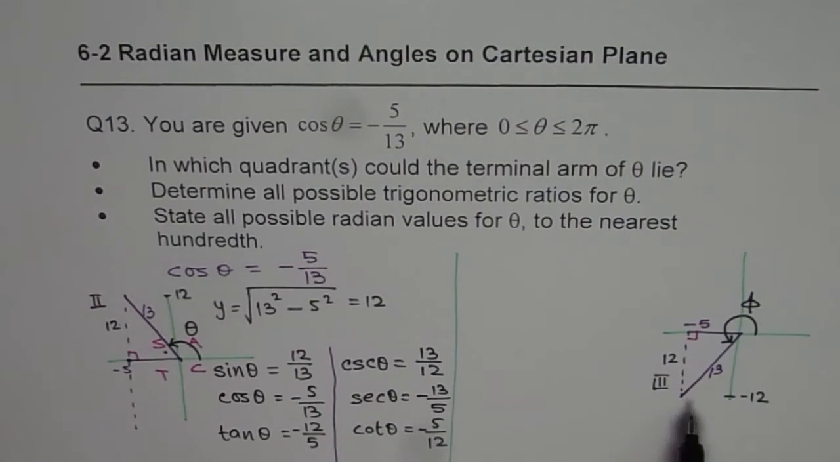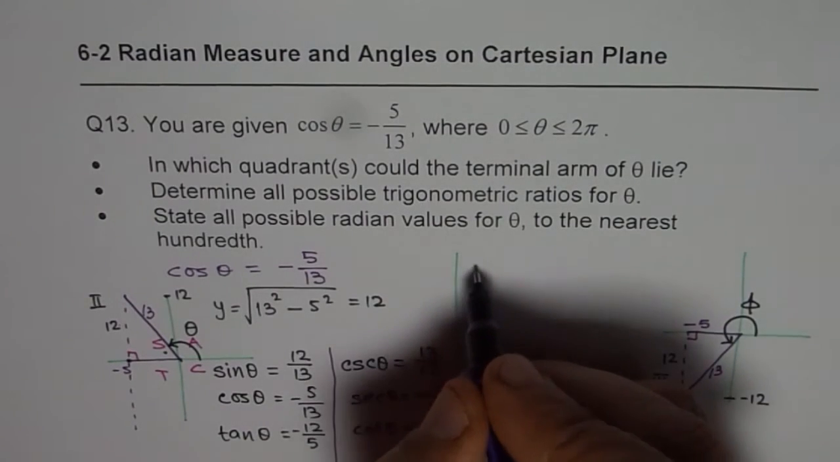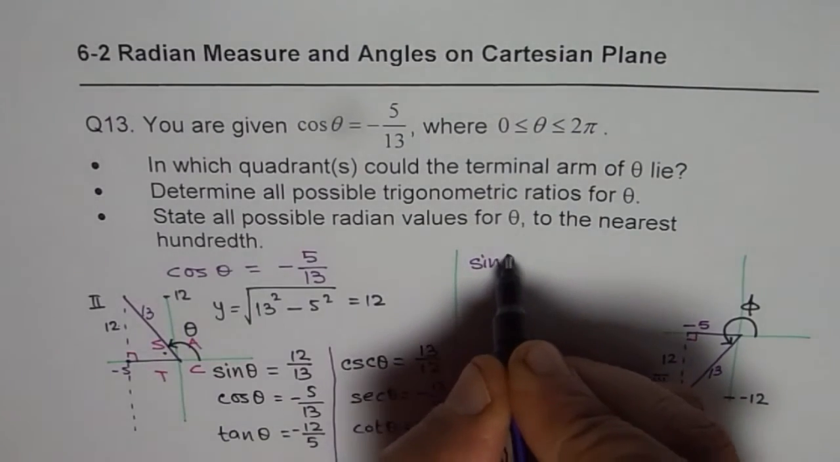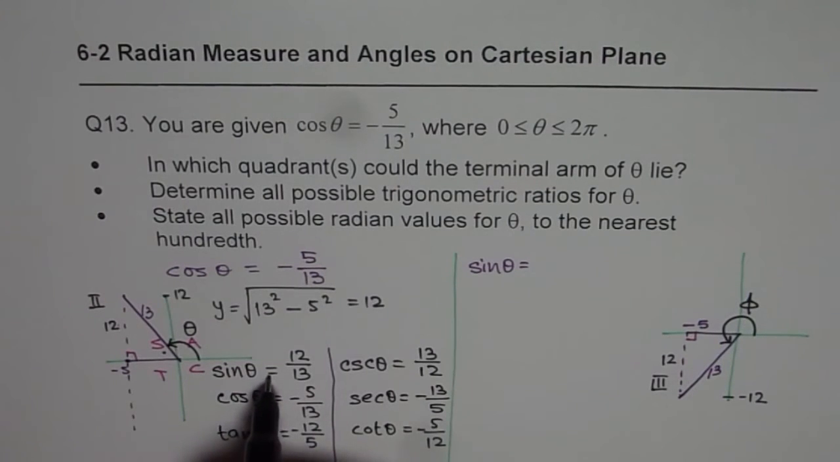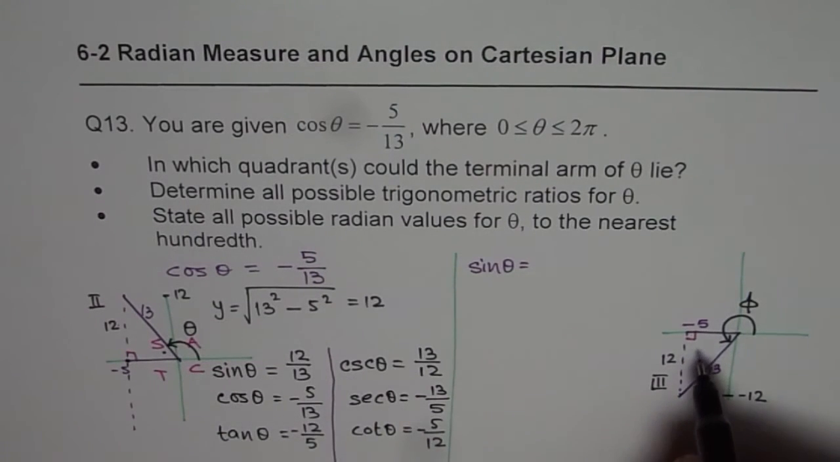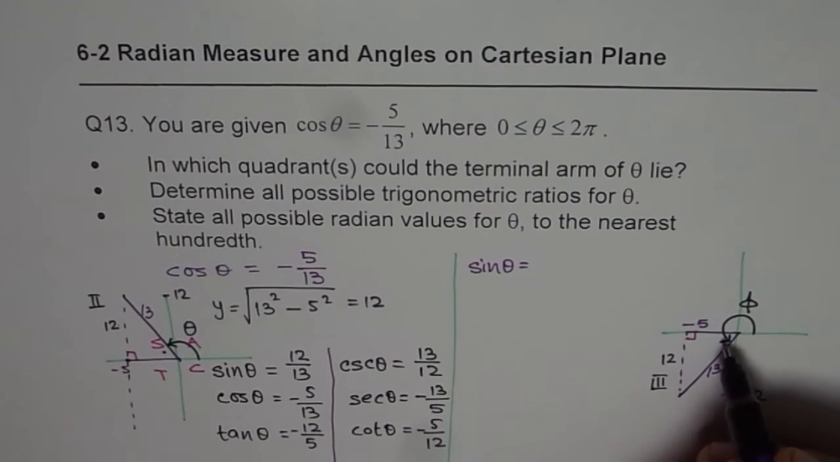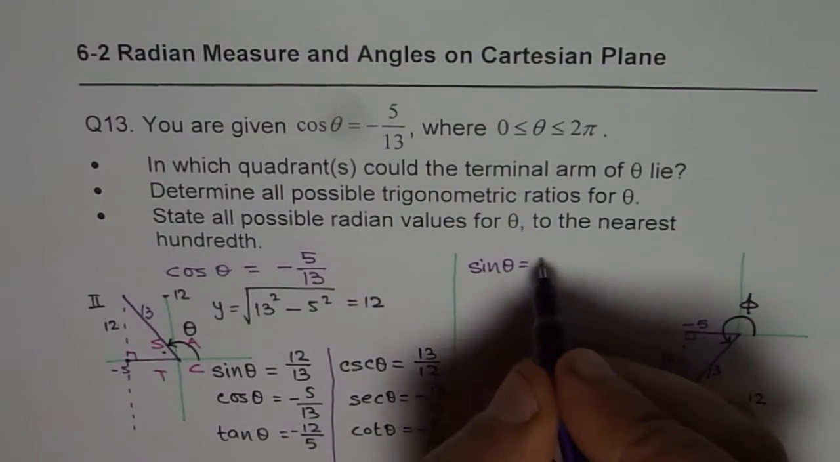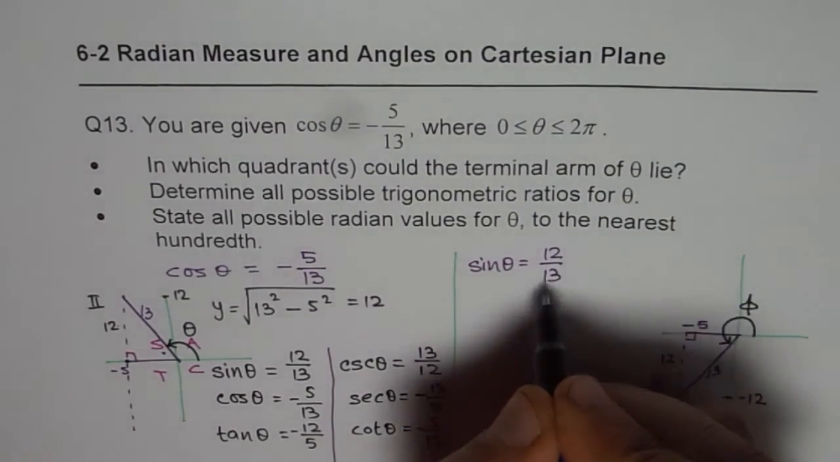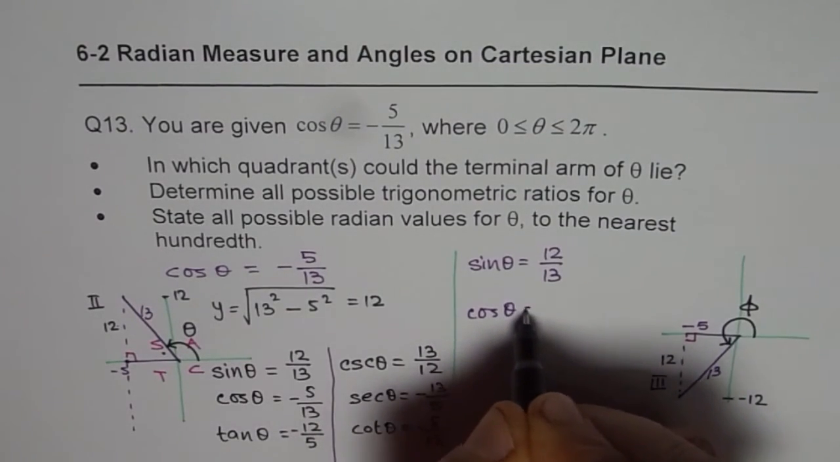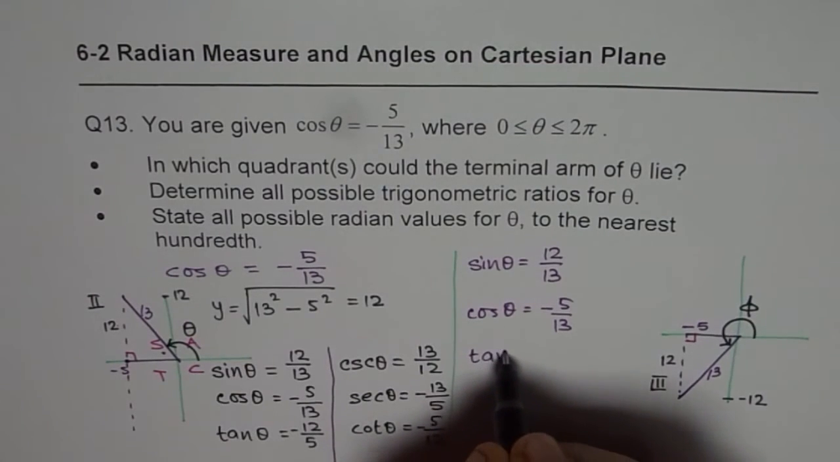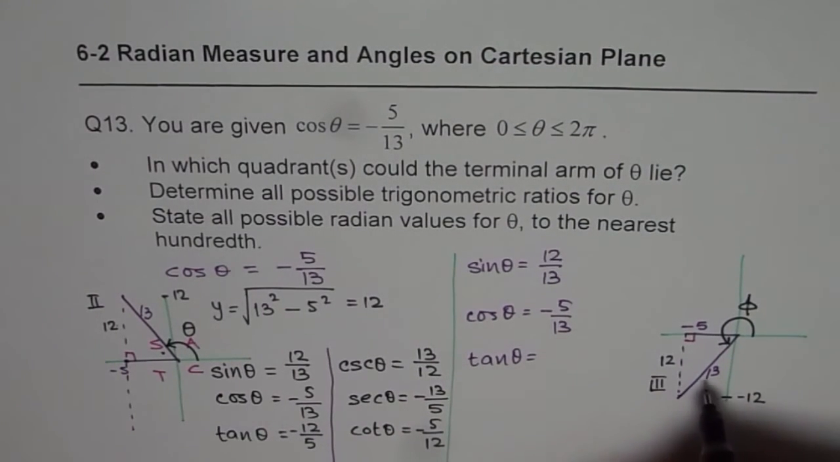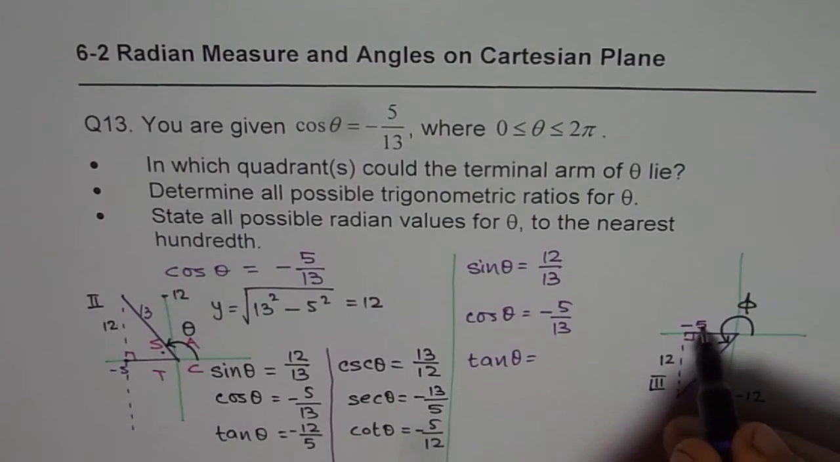Now let's look into this. Here, sine theta is what? We are in quadrant 3. Sine and cosine both will be negative, right? In the previous case, sine and cosecant were positive. Now sine is negative here. So sine is opposite side over hypotenuse, which is minus 12 over 13. Cos is given to us as minus 5 over 13. Tan is going to be positive in this case, right? So tan theta is 12 over 5.